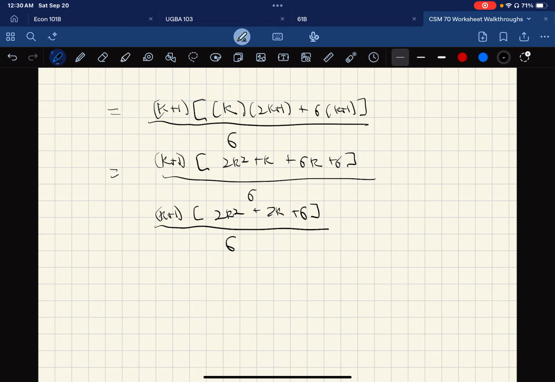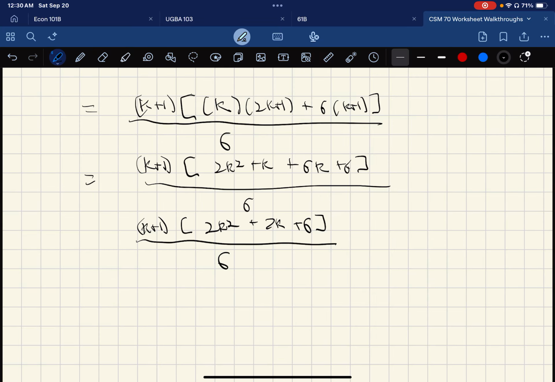Here we see that this is also factorable. We have a 2 there, we need factors that add to 7 and multiply to 12, so 4 plus 3 is 7. One factor will be 2k plus 3, as we need 4, and then k plus 2. That is equal to 2k squared plus 7k plus 6.